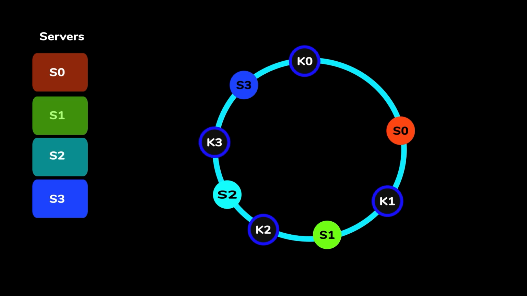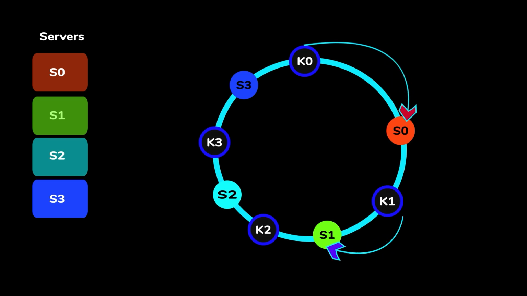To locate the server for a particular object, we go clockwise from the location of the object key on the ring until a server is found. Continuing with our example, key 0 is on server 0 and key 1 is on server 1.